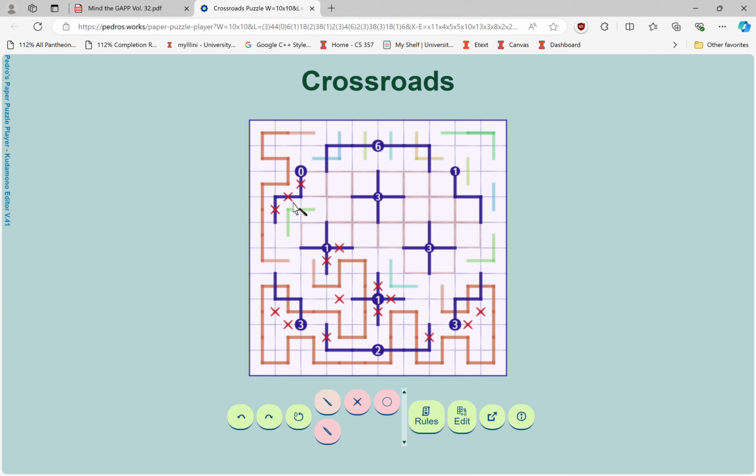Just trying to see a way to force this line in the top left to connect to itself, and I'm not seeing it yet, at least. If this one extends like this, then we're going to get a forced loop like that, which breaks. Therefore, this one extends downwards, which means we're going to get a lot of things connected.